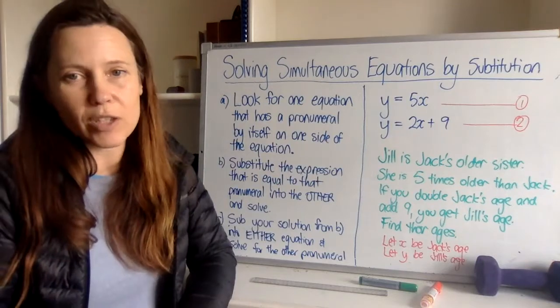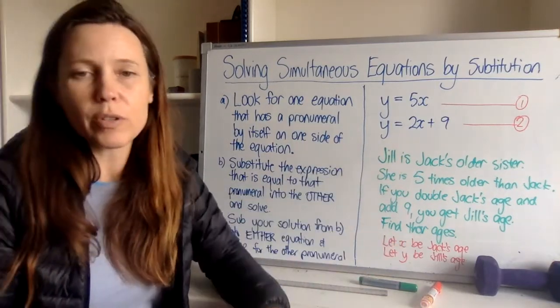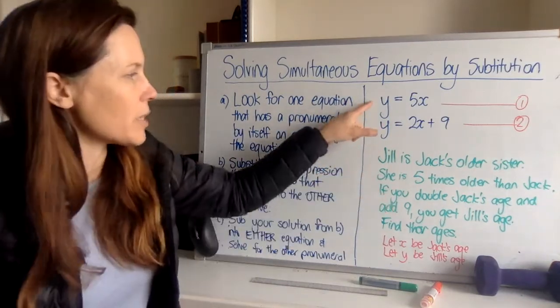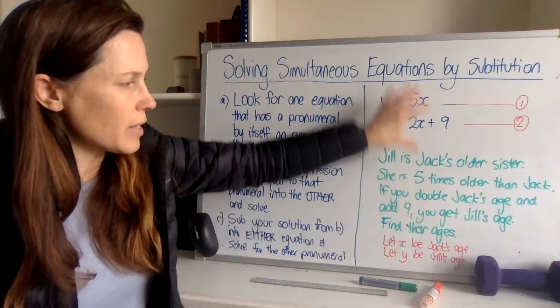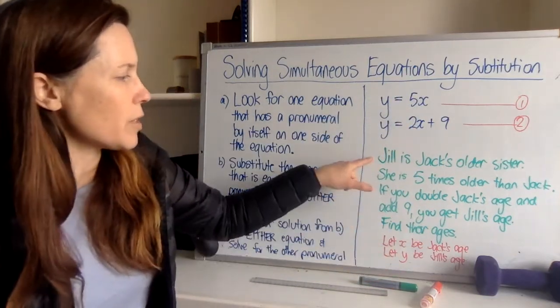Now, you can get questions about simultaneous equations that are worded like this, or you could get questions where you're just asked to solve a pair of simultaneous equations like this. Both of these examples are actually one and the same thing. Let's have a look at why. We'll have a look at this one first.